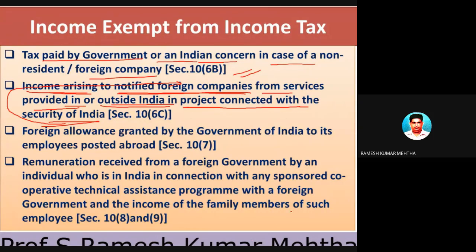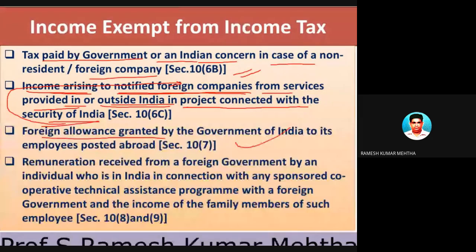Foreign allowance granted by the government of India to its employees posted abroad. If any employee who is posted abroad by the government of India is granted some foreign allowance, such foreign allowance, keeping in view the nature of the work carried out, under section 10 subsection 7 of the Income Tax Act 1961, is fully exempted from tax.